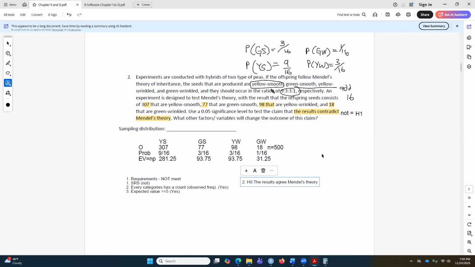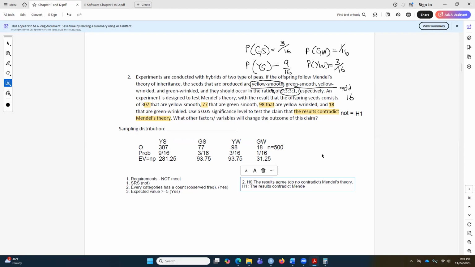And if you say, David, I am not an English major, I do not know what the opposite of contradict is, then you say that the results do not contradict. So you just use the words do not or no or something else. If you don't know the opposite of words, don't worry about that. This is not an English class. So you just use the word do not. But the alternative is the results contradict Mendel's theory in this case.